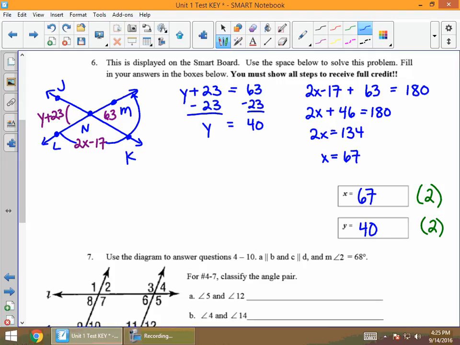Those are both worth 2 points. You were able to find X even if you missed Y, and you could have found Y even if you had missed X. So that's why they're both 2 points apiece.